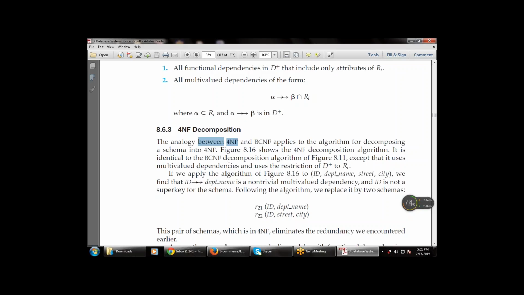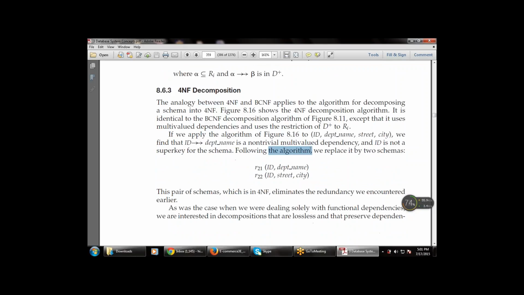Now if we apply the algorithm of figure 8.16 to ID, department name, street, city, then we find ID arrow arrow department name is a multi-valued dependency. So following the algorithm, we replace it by the two schemas, R21 with ID and department name, and R22 with ID, street and city. This pair of schemas, which is in 4NF, eliminates the redundancy that we encountered earlier.